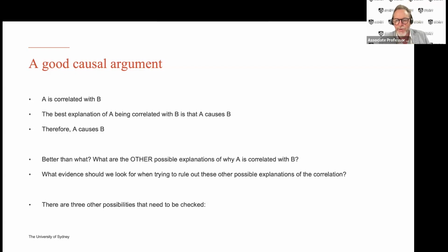Now I'm going to talk you through 3 alternative possible explanations of why A might have been observed to go with B. So we've seen already, one of those possible explanations is that A might have caused B to happen. It might have made B happen. But what are 3 alternative explanations for why A might go with B, even though A does not cause B?